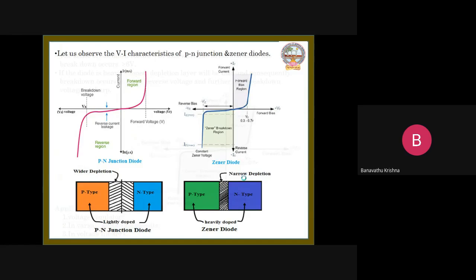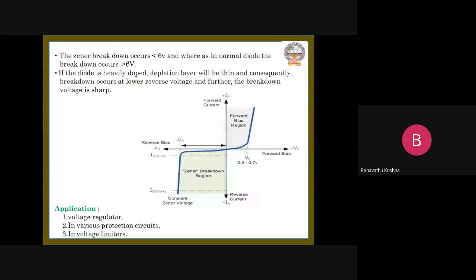Coming to the VI characteristics of the Zener diode. Here the breakdown will occur below this 6 volts. But in the case of a normal diode, the breakdown will occur only if your applied voltage is greater than 6 volts. In the case of a Zener diode, the breakdown will occur at less than 6 volts.